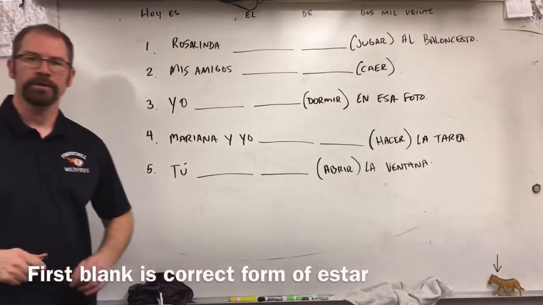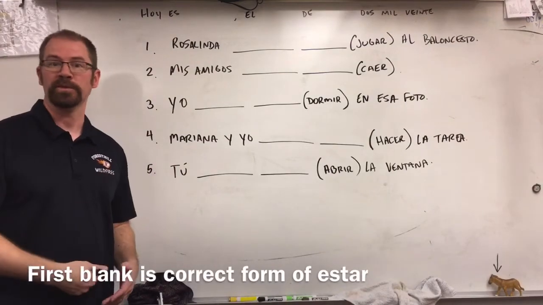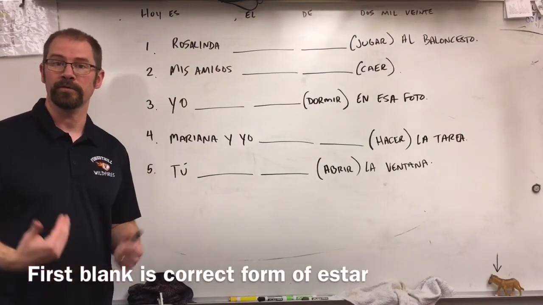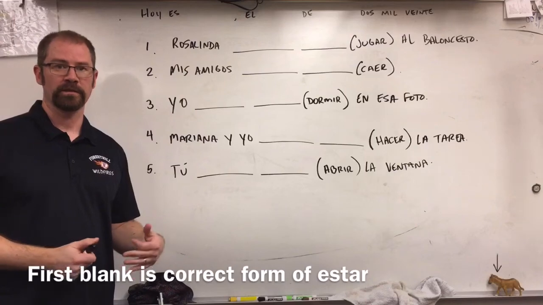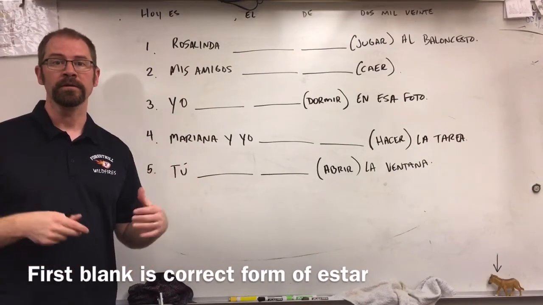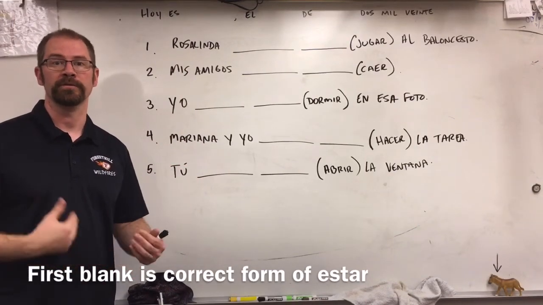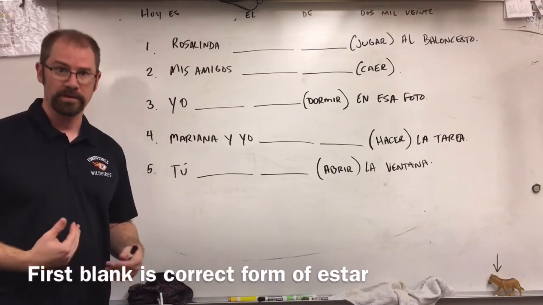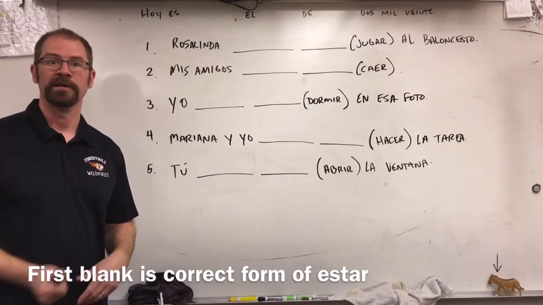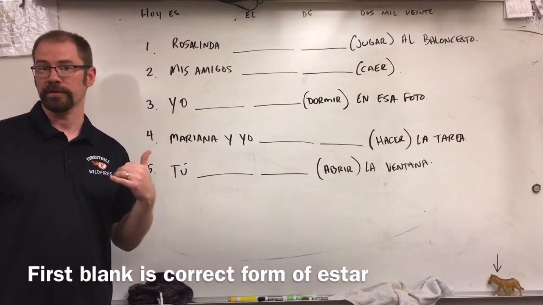All right, so what you have on the screen here are 5 different sentences. In the first blank, you're going to put the appropriate form of the verb estar. And in the second blank, you can see in the parentheses after it, there's a verb. I want you to put that verb into its progressive form. I did put some of the irregular ones in there, so keep that in mind while you're doing this. If you're going to do it, pause the video because I'm going to start giving you the answers right now.